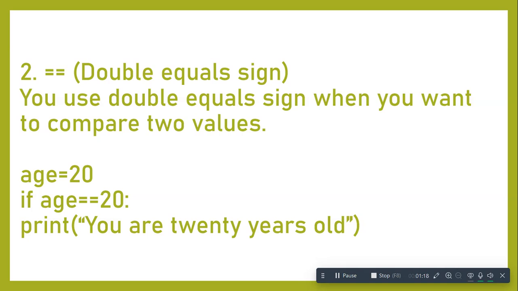Let us briefly recapitulate it. We have two different types of equal sign in Python. The single equal sign is used to assign a value, or it is used to store data in a variable, whereas the double equal sign is used to compare two values. When we would like to compare two values, we can use the double equal sign. That's all with today's topic.